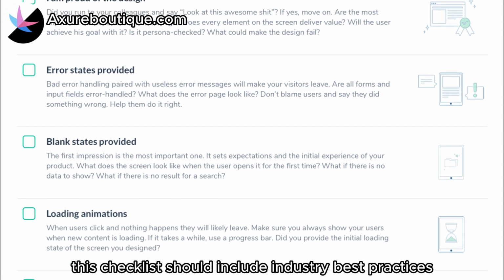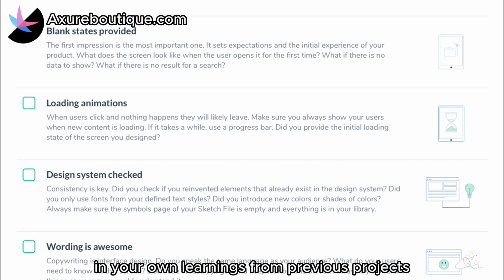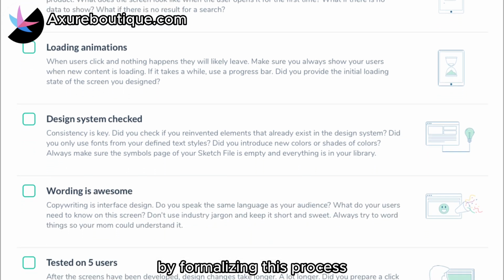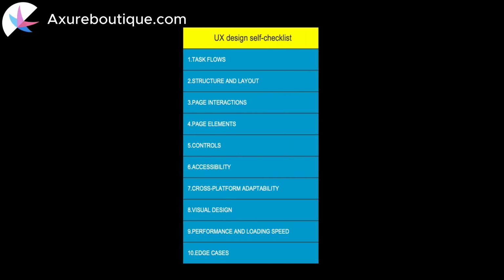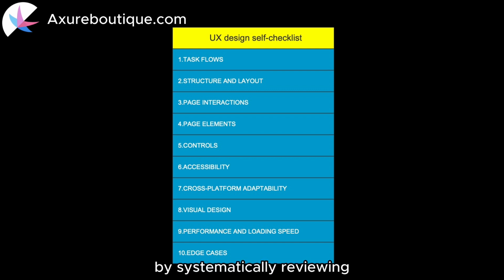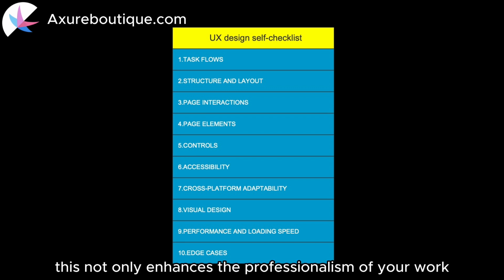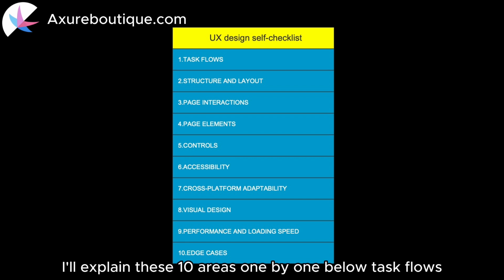This checklist should include industry best practices, recognized guidelines, and your own learnings from previous projects. By formalizing this process, you can make your designs more comprehensive and accurate. Typically, the checklist covers the following areas. By systematically reviewing your design against these criteria, you can identify any potential issues and make necessary improvements. This not only enhances the professionalism of your work but also ensures that your design aligns with user needs and business goals. I'll explain these 10 areas one by one below.